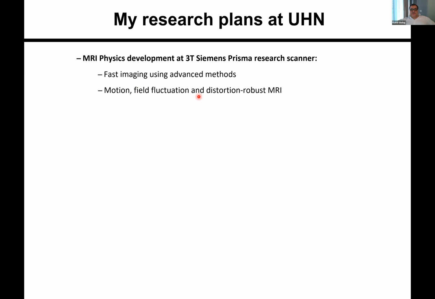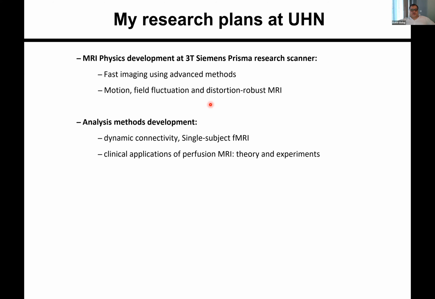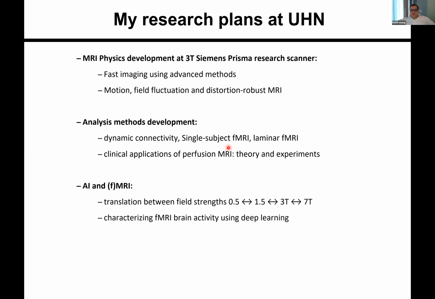Also characterizing magnetic fields and distortion. Obviously, distortion is very important for neurosurgery, because if you cannot see the target of neurosurgery well in the right location, then this is bad. So we want to also be able to correct for distortions. I'm working much on analysis, so dynamic connectivity and single subject fMRI, and also laminar fMRI, obviously, I will continue.